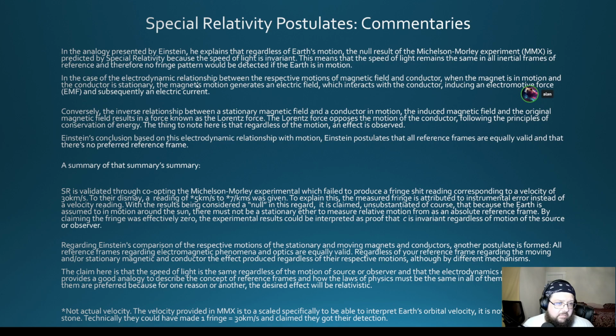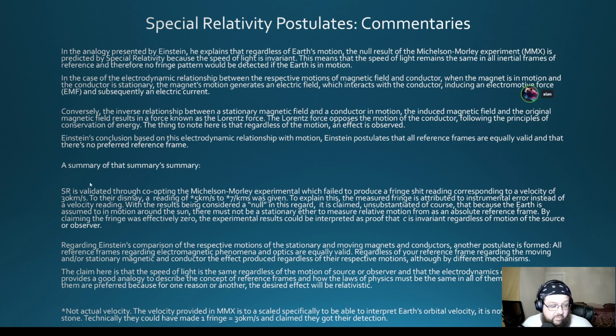In the case of the electrodynamic relationship between the respective motions of the magnet and the conductor, when the magnet is in motion and the conductor is stationary, the magnet generates an electric field which interacts with the conductor, inducing electromotive force, EMF, and subsequently an electric current. Conversely, the inverse relationship, with a stationary magnetic field and a conductor in motion, will induce a magnetic field that results in basically the repulsion force. They call that the Lorentz force when it does that. And then Einstein concluded, based on this relationship with motion, that all reference frames are equally valid and that there will be a reaction either way.